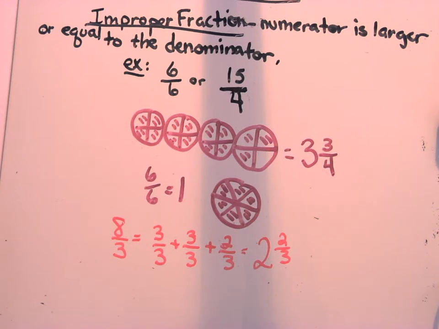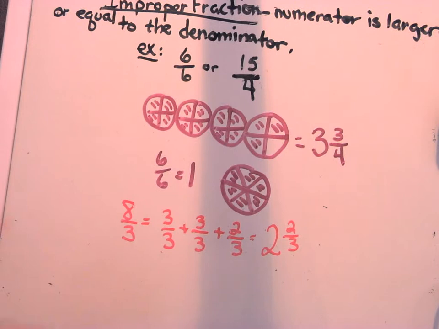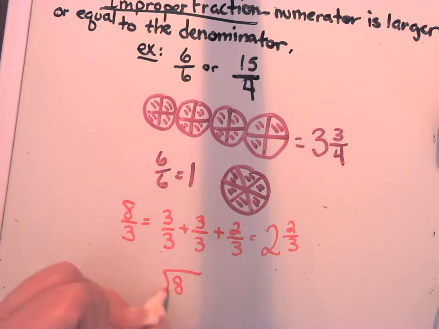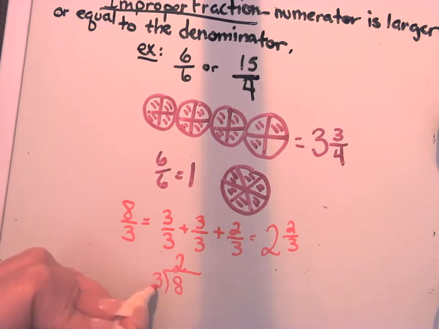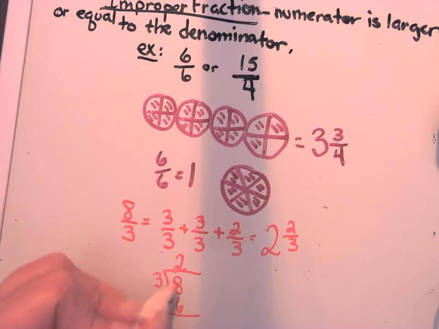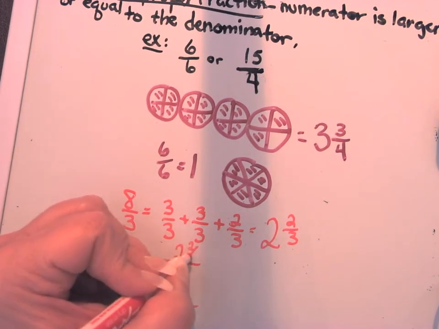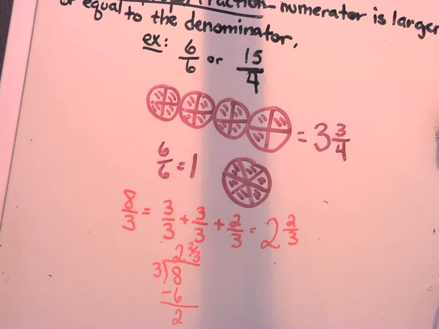Now I'm going to show you a different way, because as long as you know how to divide, you know how to do this. If I have 8/3, instead of 3/3 plus 3/3 plus 2/3, remember, 8 goes inside the box, the 3 goes outside the box. How many 3's do we get out of 8? 2. 2 times 3 is 6. Subtract, and we have 2 left over. So we make that into the mixed number 2 and 2/3. If I have 8/3, I can make it into a mixed number by doing 2 and 2/3.